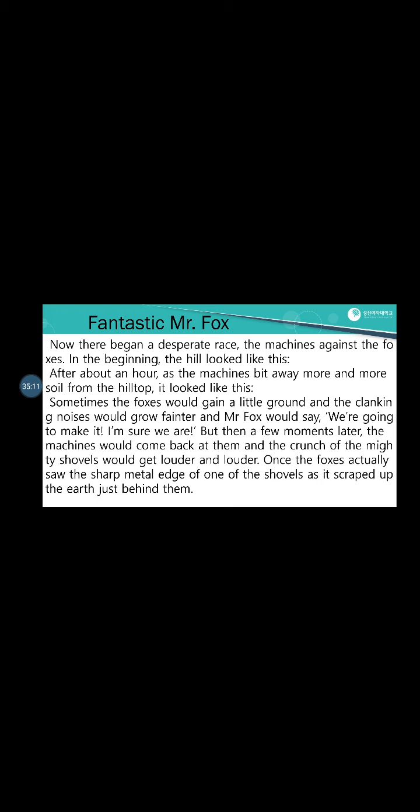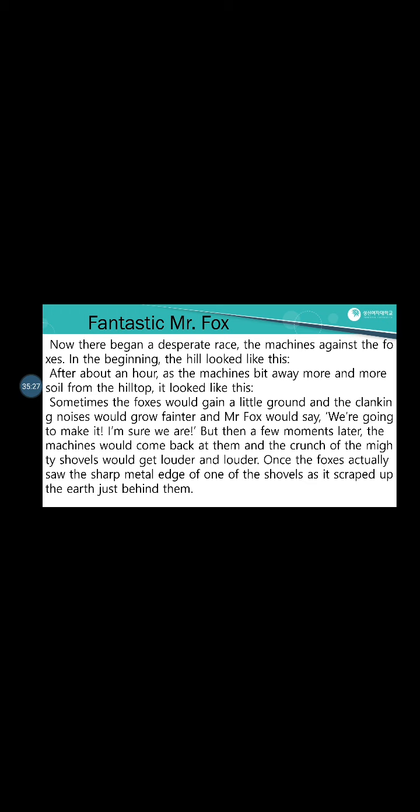Now there began a desperate race. The machines against the foxes. In the beginning, the hill looked like this. After about an hour, as the machines bit away more and more soil from the hilltop, it looked like this.